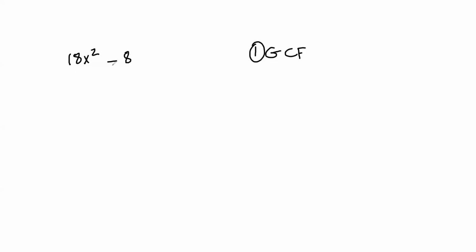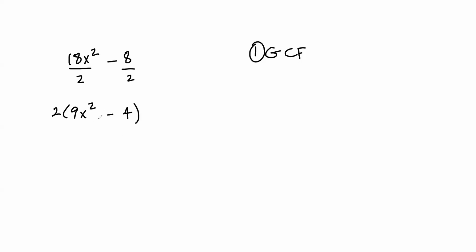All right, let's look at this problem and see if we can factor it. Of course, the first thing we do is always look for a greatest common factor. And so in this case, we can divide both of these by 2. So let's do that. They'll both divide by 2. That leaves us 18 divided by 2 is 9, x squared, and 8 divided by 2 is 4.